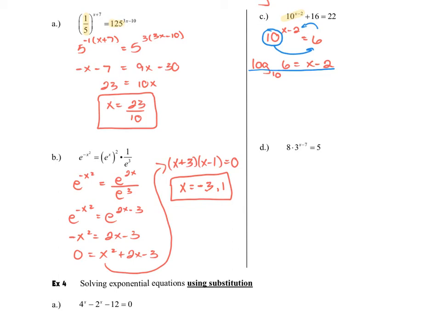Now, solving for my x, I'm just going to move my 2 to the left-hand side. So I'll end up with 2 plus, and since it's a base 10, I can drop it. I can just say log 6 equals x. Now, this is what we would call the exact answer. We can type this in our calculator and get a decimal approximation, and we would get approximately 2.778, and that would be the approximate answer. All depends on the directions and what they're asking for.